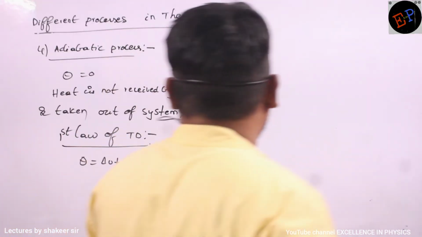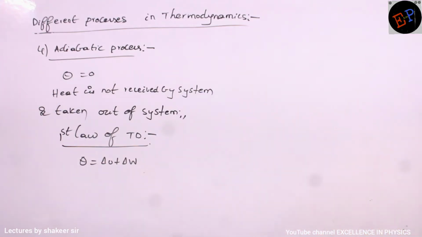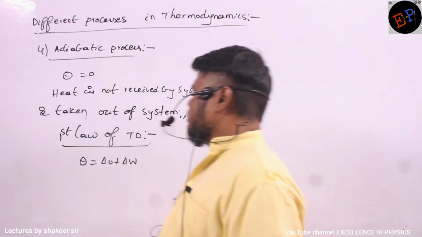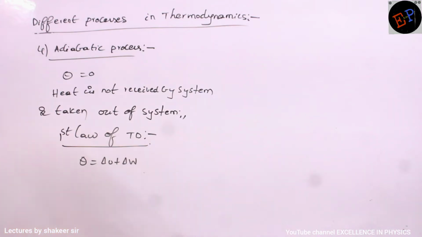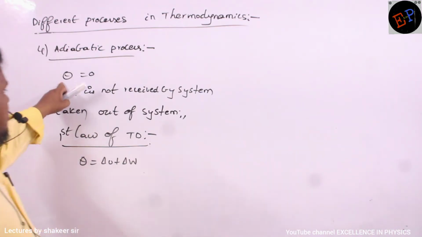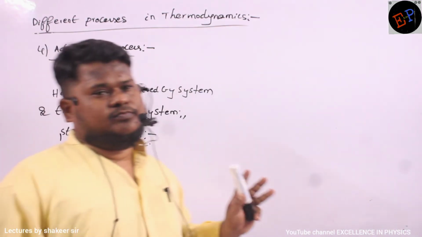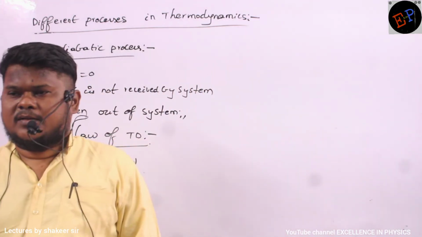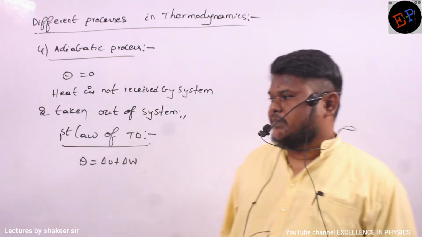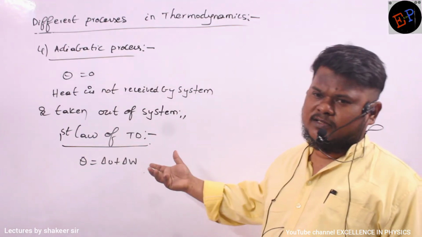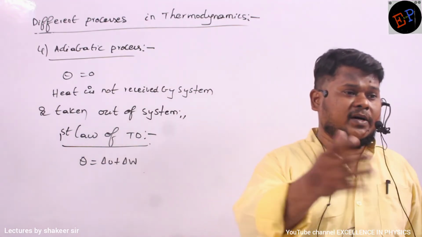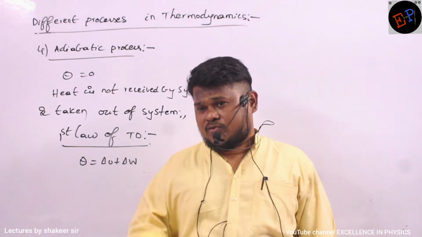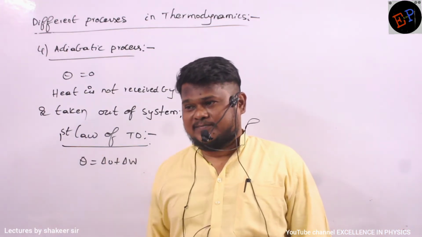Okay, ma? Now see. The fourth process which we are studying is adiabatic process, ma. What is meant by adiabatic process? Adiabatic process means in this process, Q value is 0. Q is not positive, Q is not negative, Q is 0. What is meant by Q is 0? Heat is not taken inside the system, or heat is not given by the system also. Heat teesukodu, heat evariki ivvadu annamata.